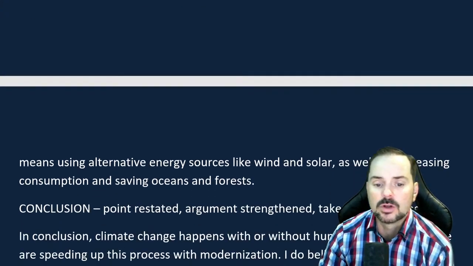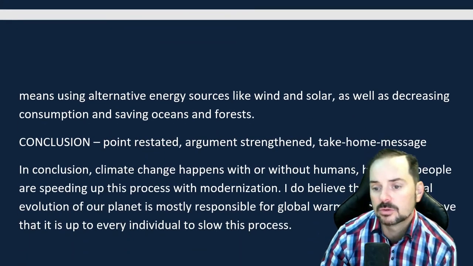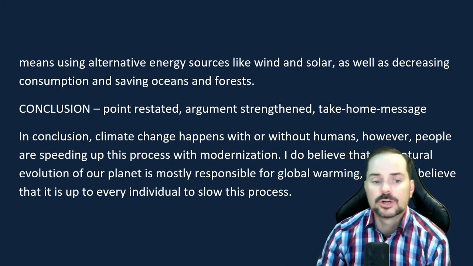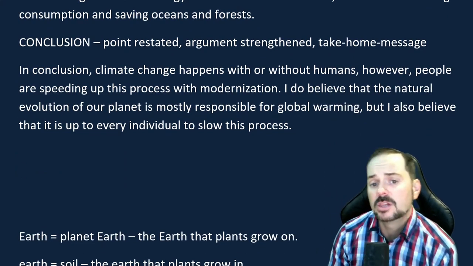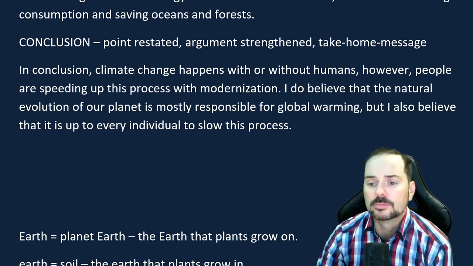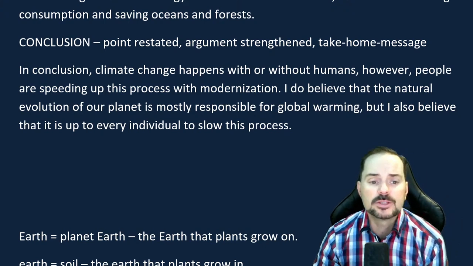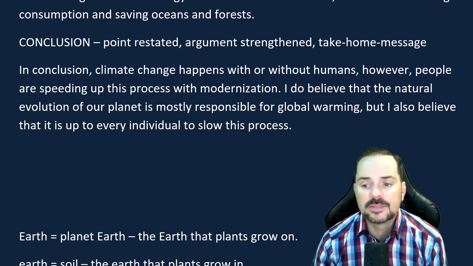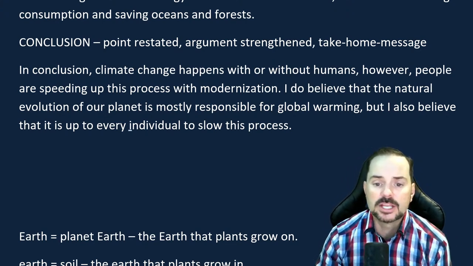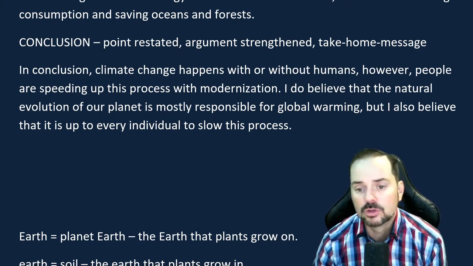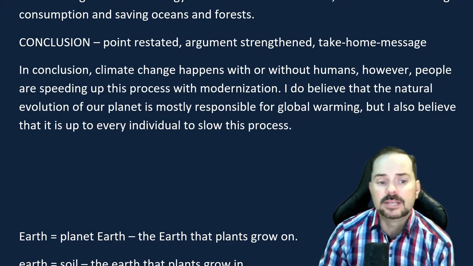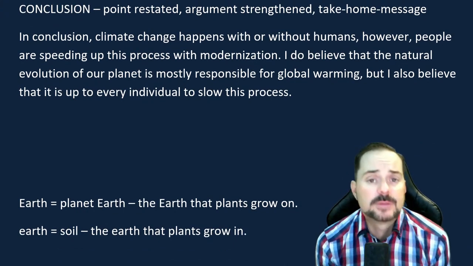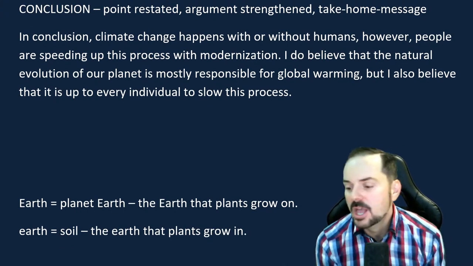This means using alternative energy sources like wind and solar, as well as decreasing consumption and saving oceans and forests. In conclusion, climate change happens with or without humans. However, people are speeding up this process with modernization. I do believe that the natural evolution of our planet is mostly responsible for global warming, but I also believe that it is up to every individual to slow this process. That's my take-home message for everybody.